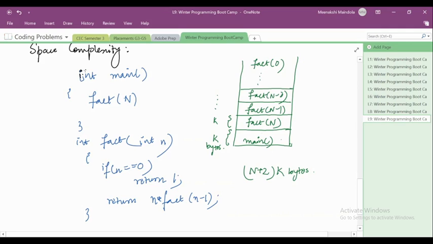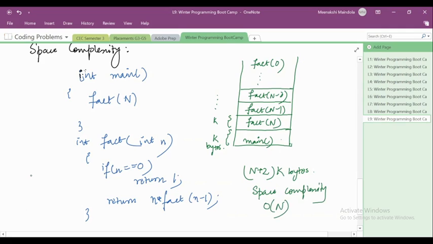So this amount of space is going to be considered on the stack whenever you have this recursive call. Okay, so when you remove the constants from here, we consider these k bytes as a constant, and let us say 2 is also a constant. So we say that the space complexity here is going to be order of n.